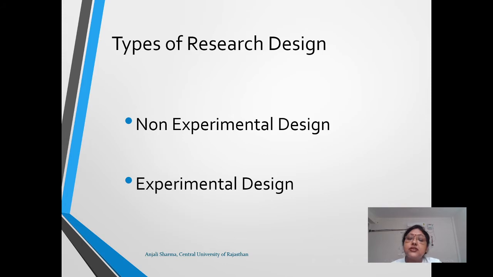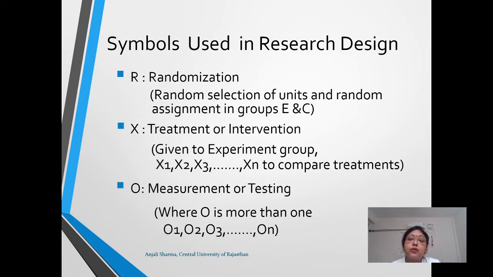Then the type of research design specifically depends upon the non-experimental design and the experimental design. So before proceeding directly to the types of non-experimental and experimental, we need to understand some specific symbols for understanding the notations and other things also. So first is R. R is randomization. Randomization means random selection of the units and random assignment in the groups E and C. E is the experimental group, and C means the control group.